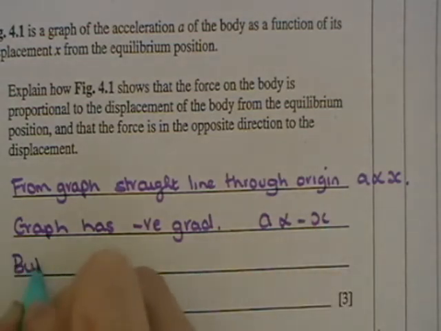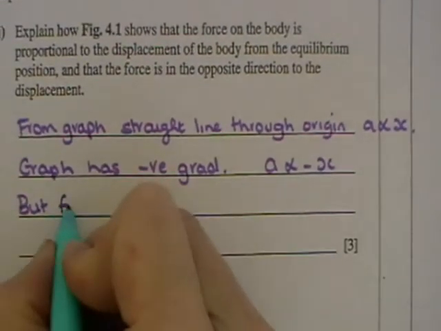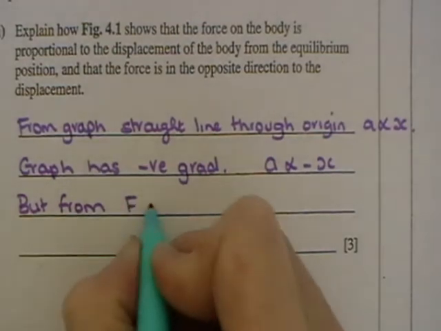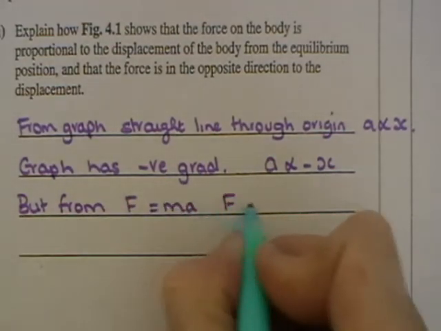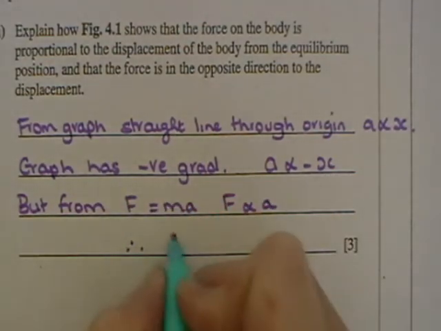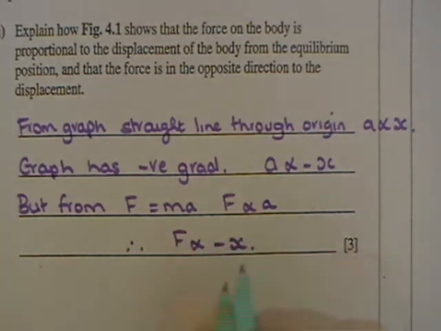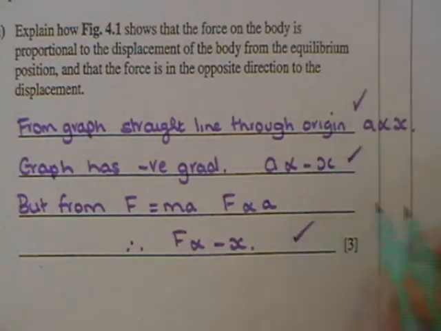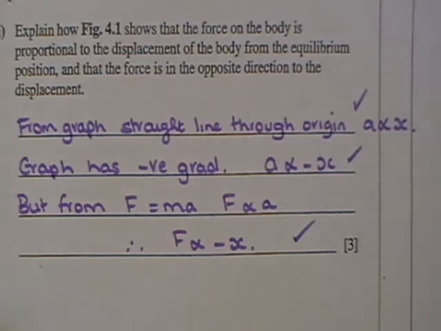But from F equals ma, F is proportional to a. Therefore, F is proportional to minus x. So there's your 3 marks for getting all those.